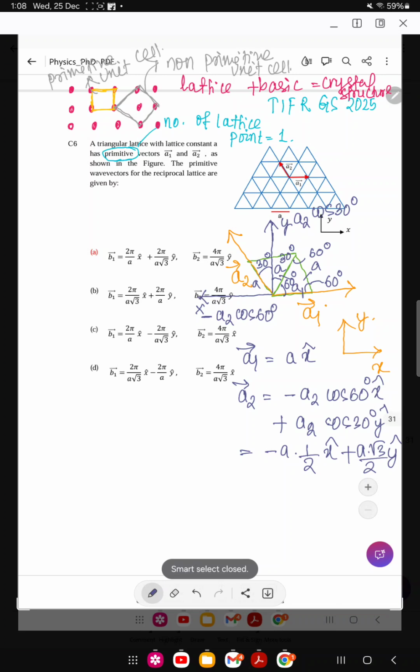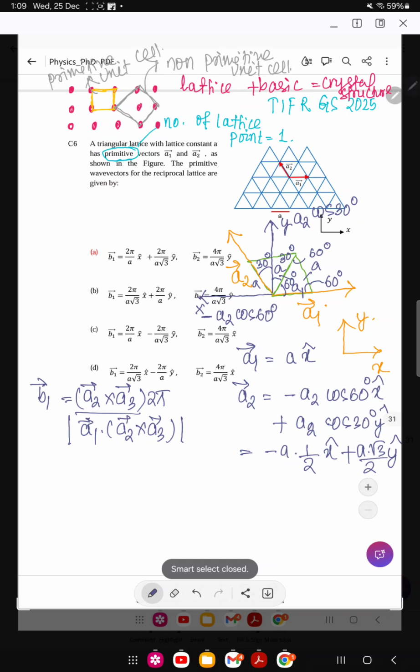Now we have to find the reciprocal lattice. For the reciprocal transformation, b1 will be 2 pi times a2 cross a3, divided by a1 dot a2 cross a3. The factor 2 pi comes in because when we go from direct space to reciprocal space we do a Fourier transform, and the constant 2 pi comes there. So let's do the cross product.